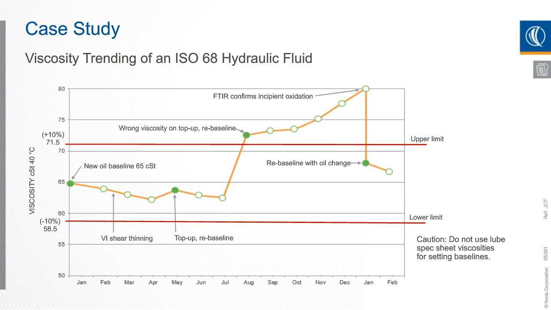But then a wrong oil with the wrong viscosity was added in the top-up. You see it go quite a bit above that range, so that's when we start to realize that we need to take action and figure out what's going on. Later on, an FTIR confirmed that incipient oxidation was actually occurring. As a result, a new baseline was done with an oil change, and the oil analysis is now back within that range, and now you have a new baseline with this new viscosity grade.